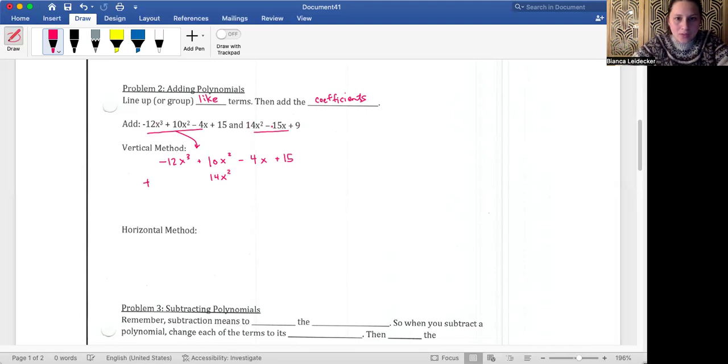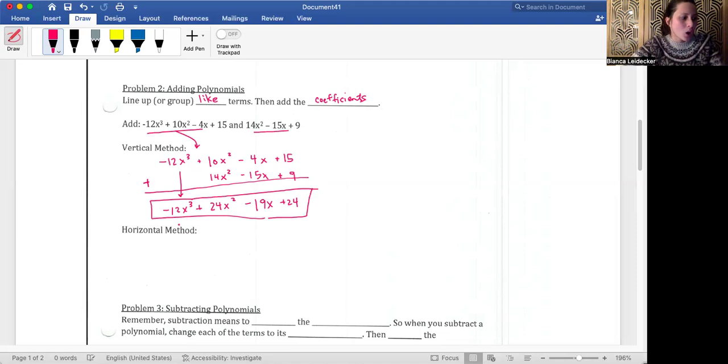So I'm going to add these, and then I'm going to find where negative 15x or minus 15x is alike, and then plus 9. What I'm going to do is look at this vertically. This is going to come down because I'm not adding anything to it. So negative 12x to the third power plus, and this will now become 24x squared. And then now I have negative 4x plus negative 15x, which makes it negative 19x. And then 15 plus 9, which is 24. This is the sum of adding these two polynomials.